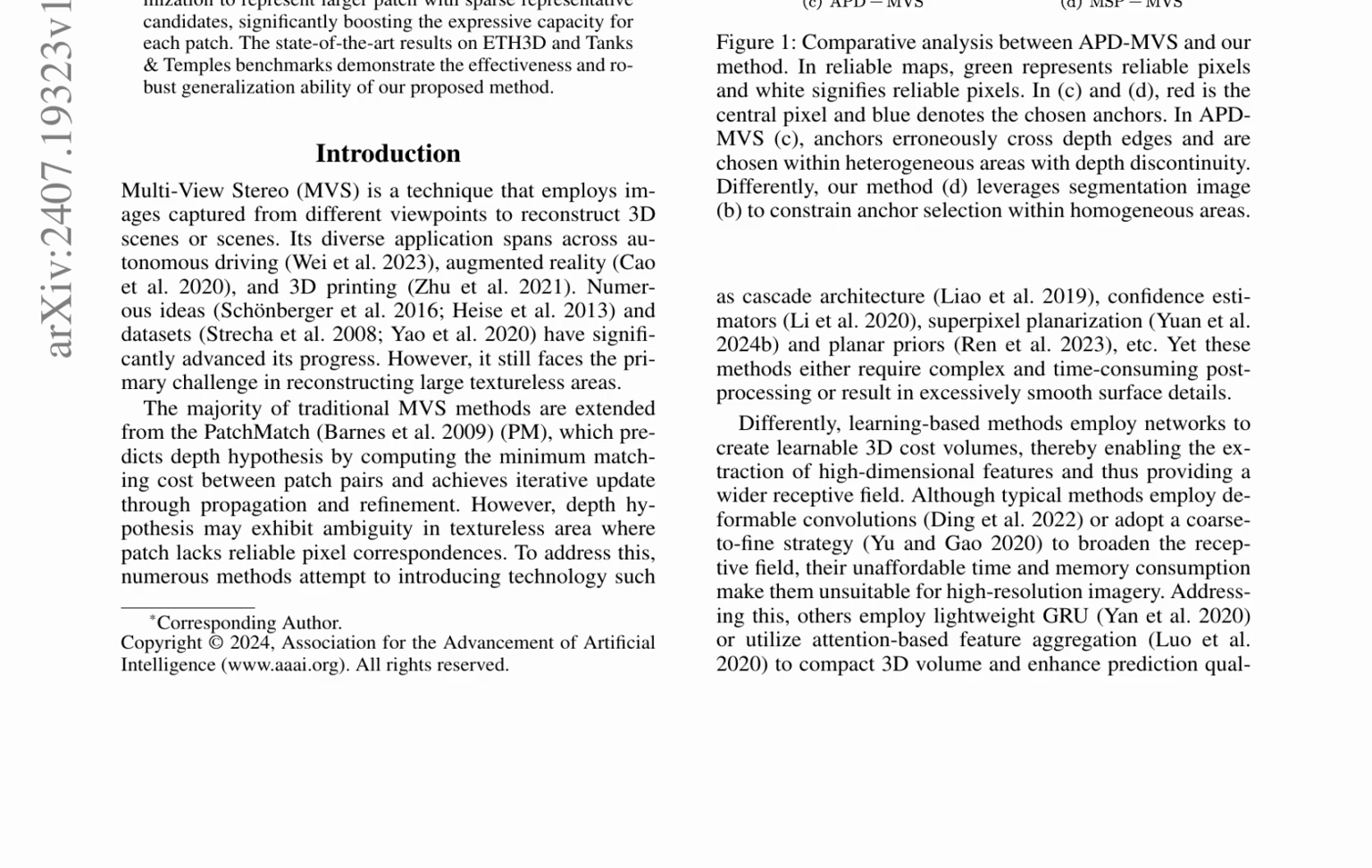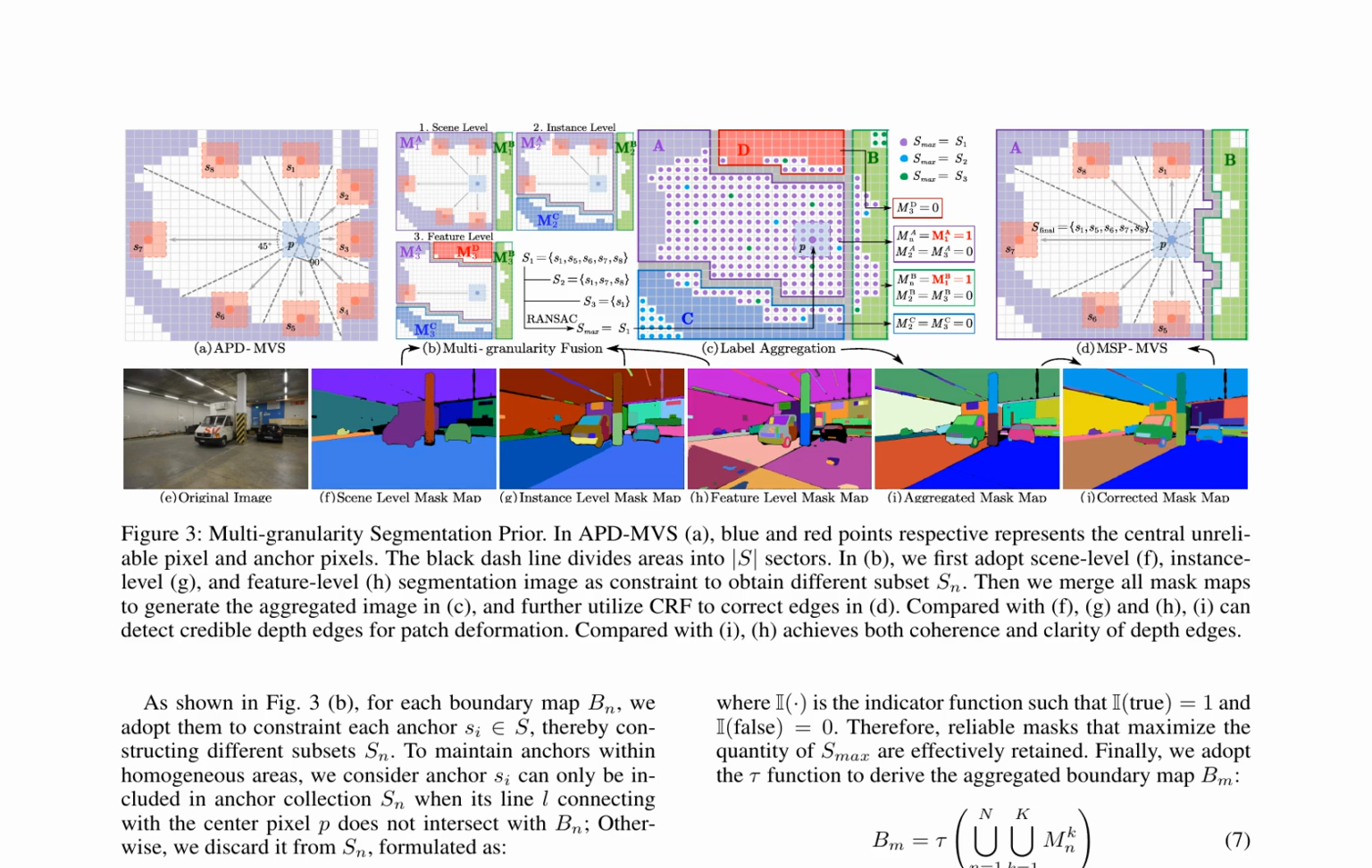reconstruction failure. The method first extracts multi-granularity depth edges using semantic SAM segmentation and then integrates them as a prior to guide patch deformation. An anchor equidistribution strategy is introduced to equip patches with more uniformly distributed anchors, ensuring comprehensive coverage of their own homogeneous areas. However, the increased number of anchors raises computational loads and reduces time efficiency. To address this, iterative local search optimization is proposed to represent larger patches with sparse representative candidates, significantly enhancing the expressive capacity of each patch.